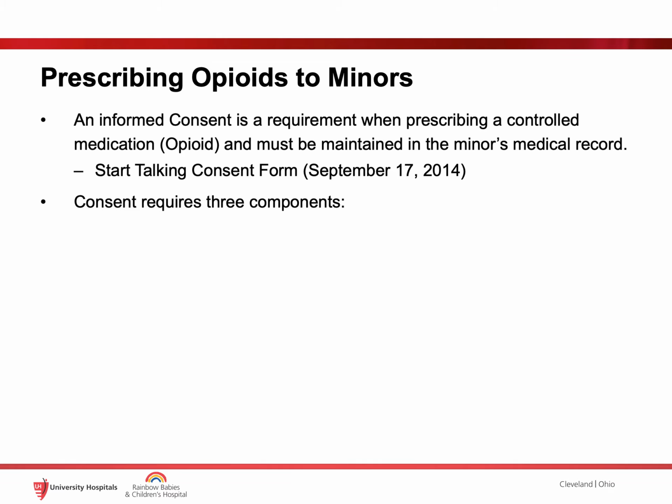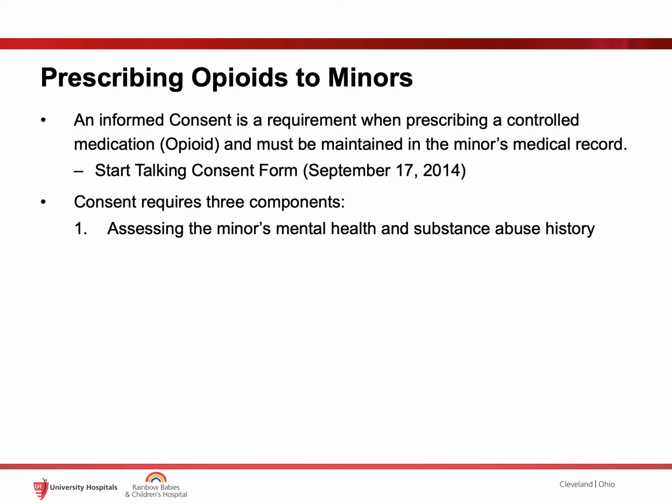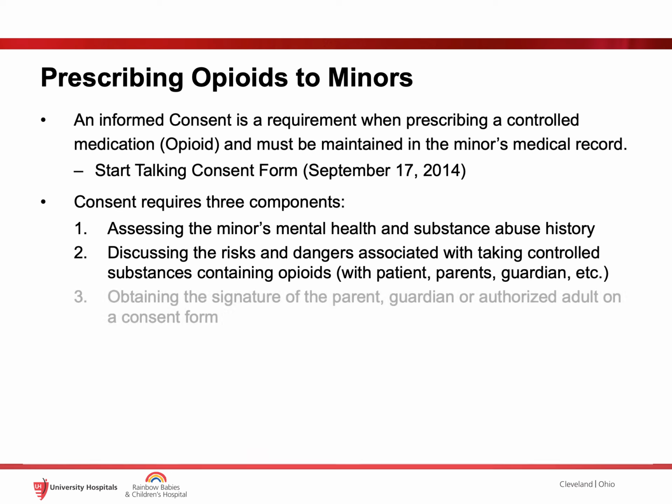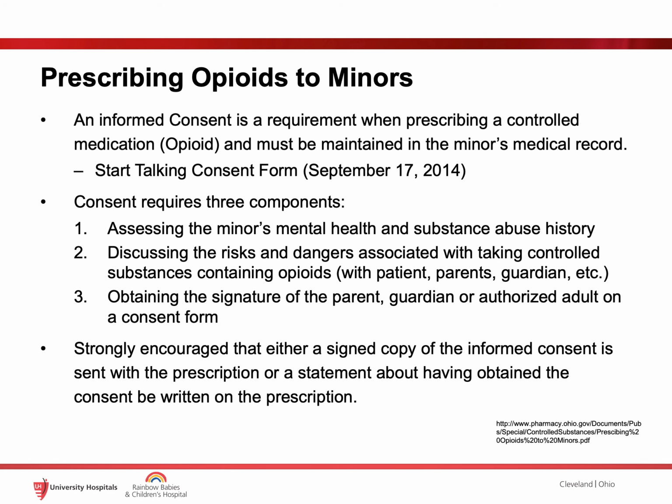The consent requires 3 components: assessing the minor's mental health and whether they have any substance abuse history. You also want to discuss the risks and dangers associated with taking a controlled substance, and then you need to obtain a signature from a parent or guardian. It's strongly encouraged, although not mandated, that you send in a copy of this consent form when you are writing for a prescription, or write on the prescription that you have obtained this consent.